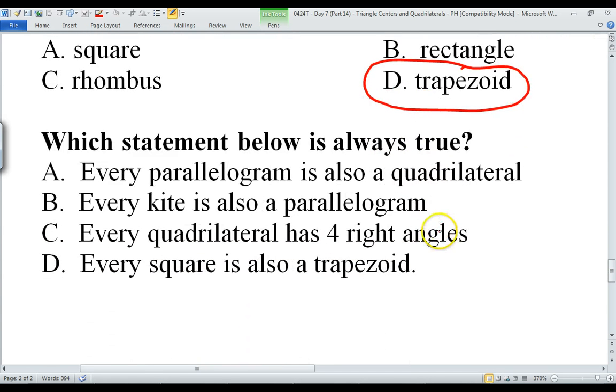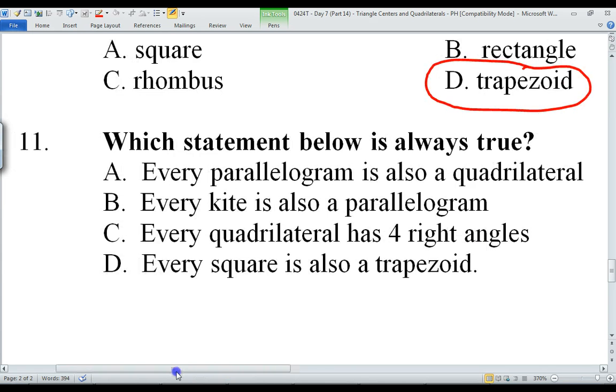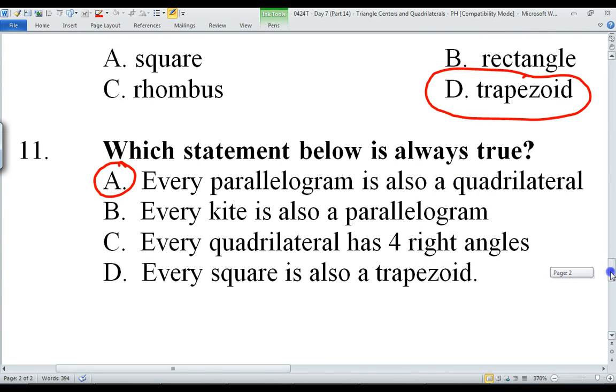Okay, this is problem number 11. Which statement below is always true? Every parallelogram is also a quadrilateral. Is that always true? Yep, that's true. It's A. Every parallelogram is also a quadrilateral. That's just common sense.